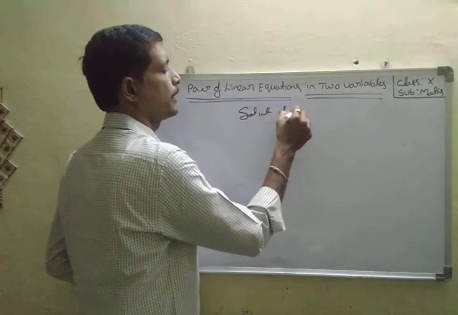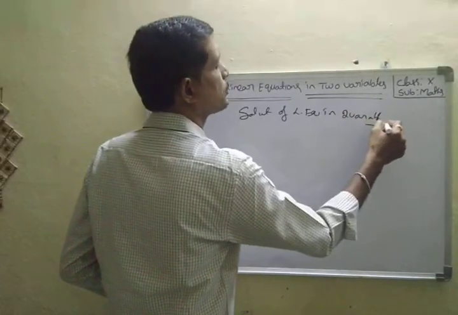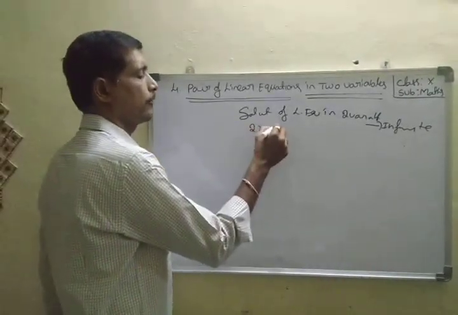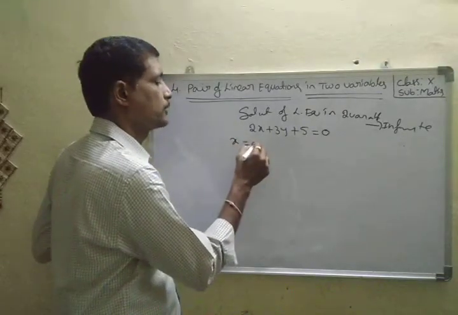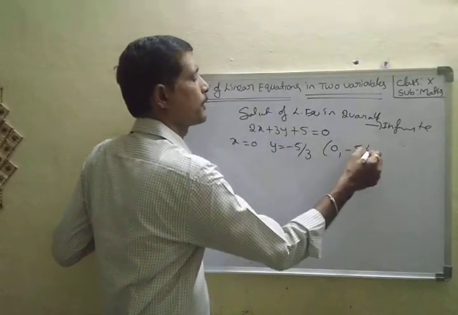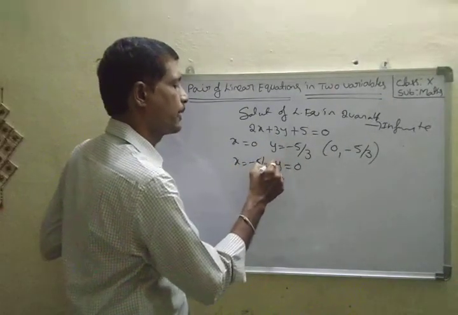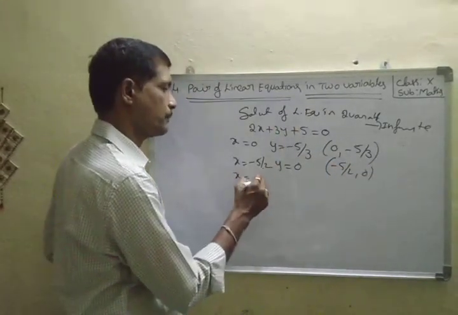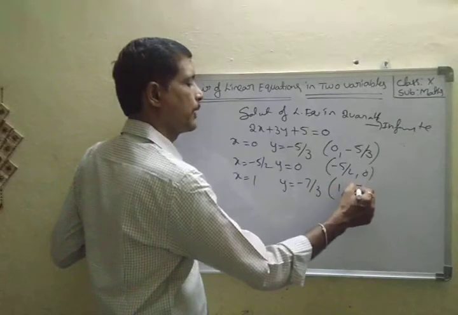Solutions of a linear equation in two variables: many solutions or infinite solutions. Suppose you have 2x plus 3y plus 5 equal to 0. Take x equal to 0, which means y equal to minus 5 by 3. Therefore the solution is (0, minus 5 by 3). Take y equal to 0, then x equal to minus 5 by 2, so (minus 5 by 2, 0). Take x equal to 1, then y equal to minus 7 by 3, so (1, minus 7 by 3).